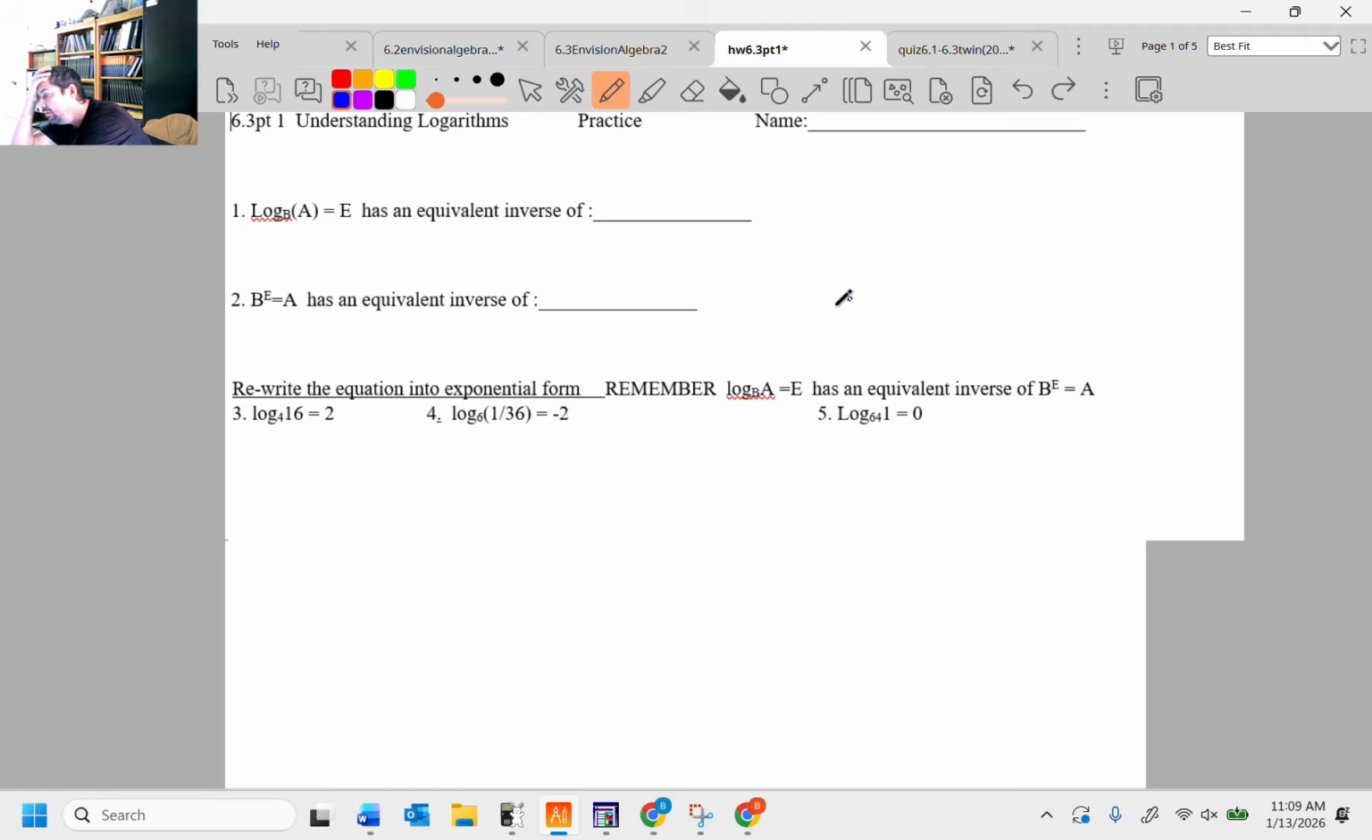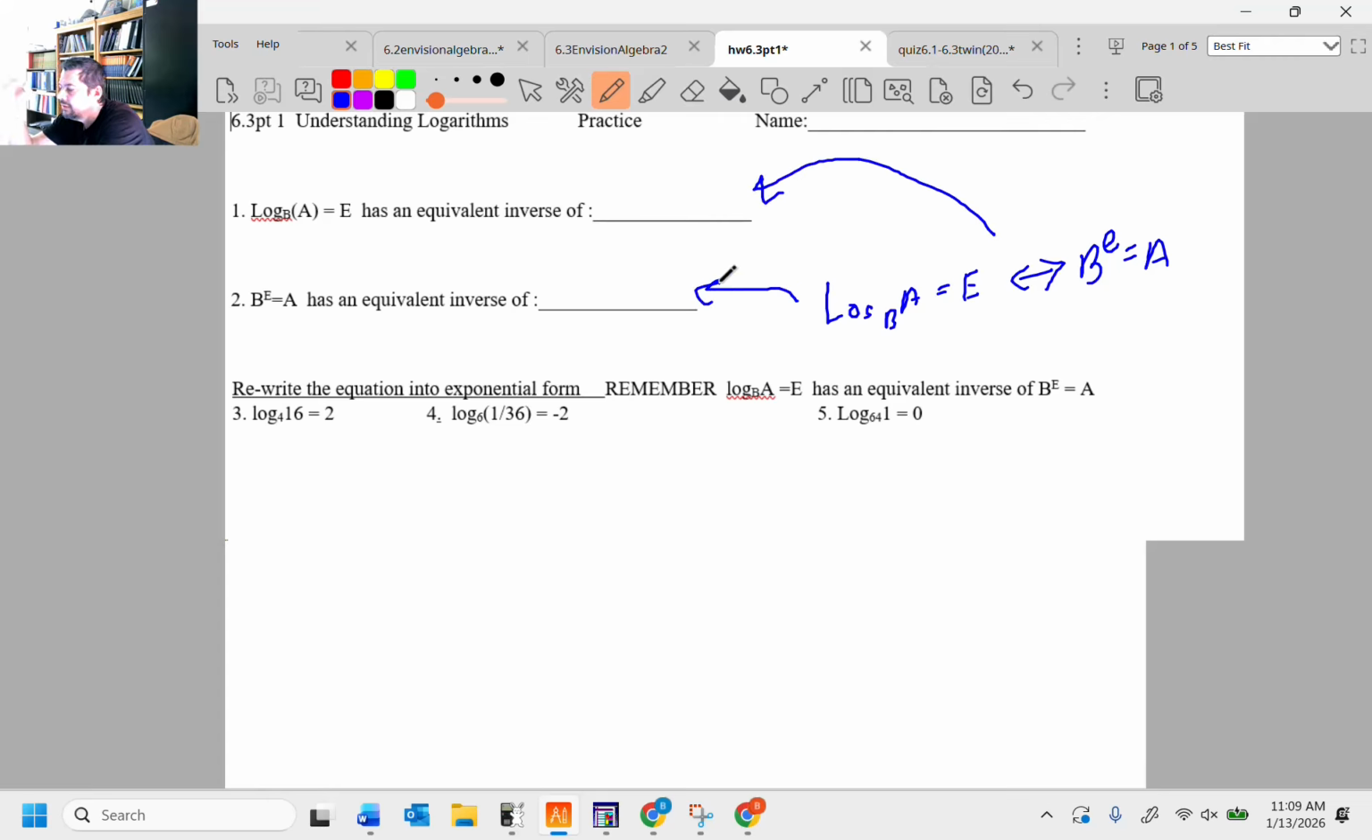So I'm actually going to write down the whole form for 1 and 2, which is a log base b, argument a equal to e has an equivalent inverse of b to the e equal a. So I literally just gave you that and that as I go through the process of doing one of these.